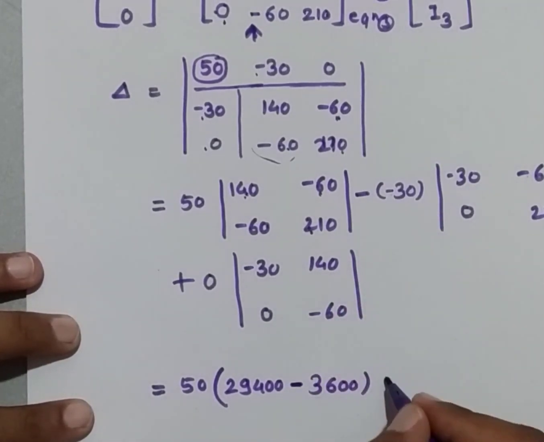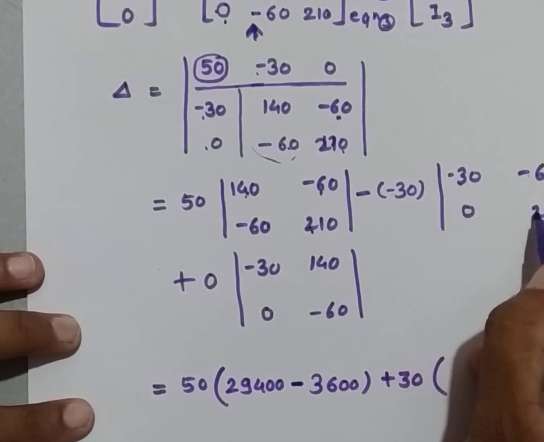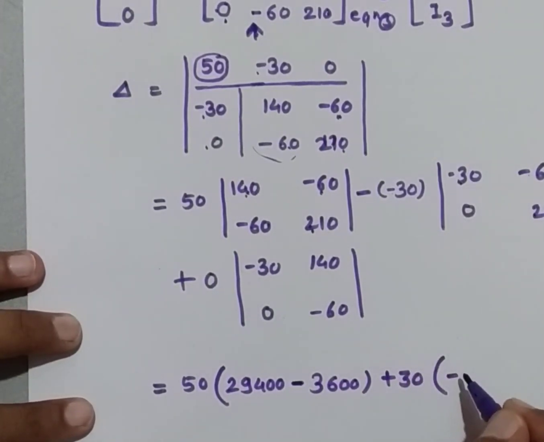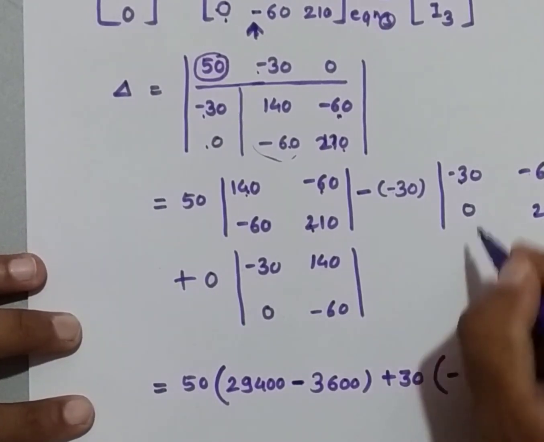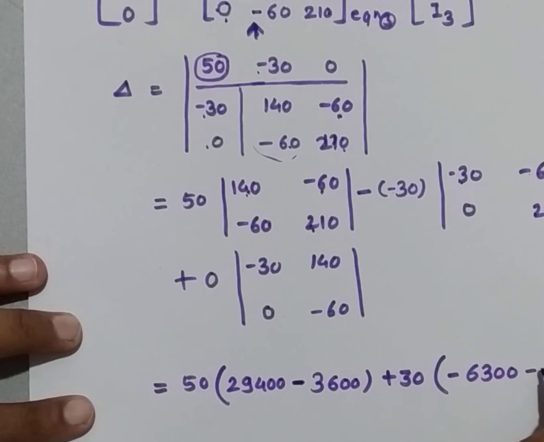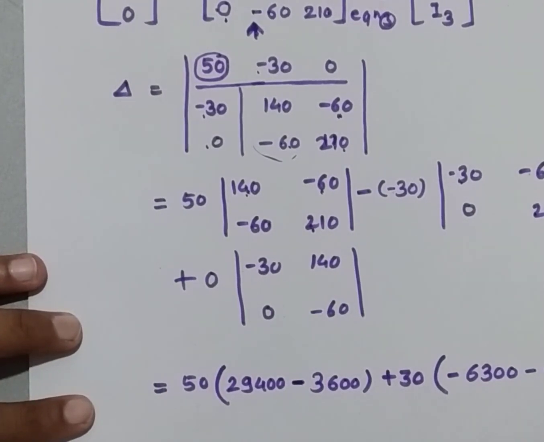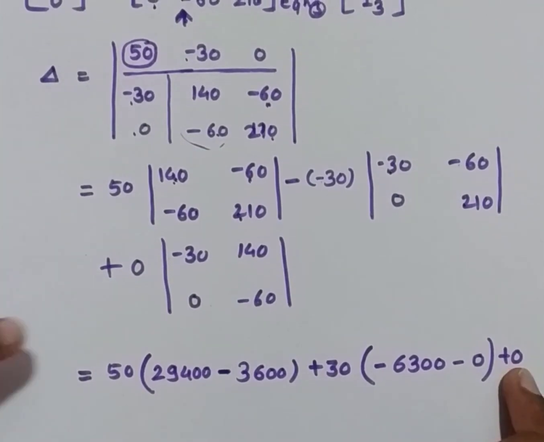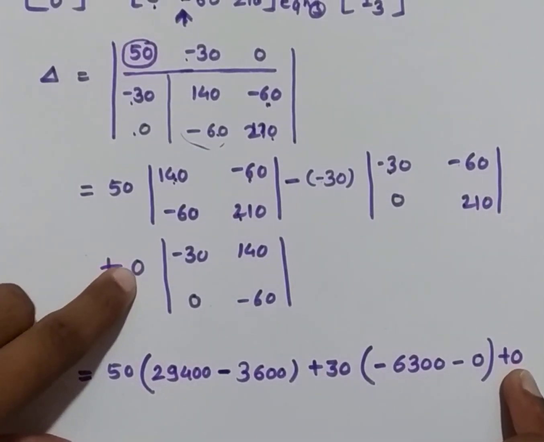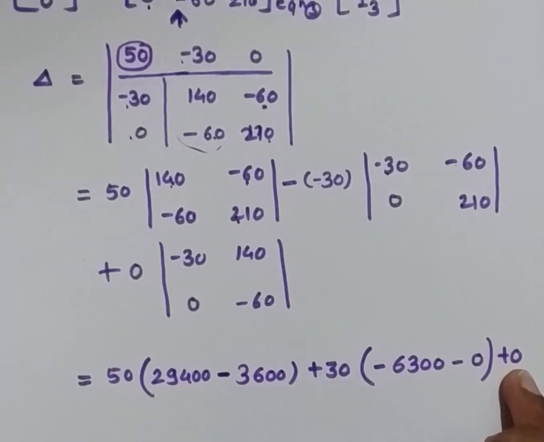Minus minus is going to become plus 30, right? This is going to get multiplied, so minus of 6300, and minus this is going to become 0, right? And this is already multiplied with 0, so that's why all the terms are going to become 0. Is it fine? Great.